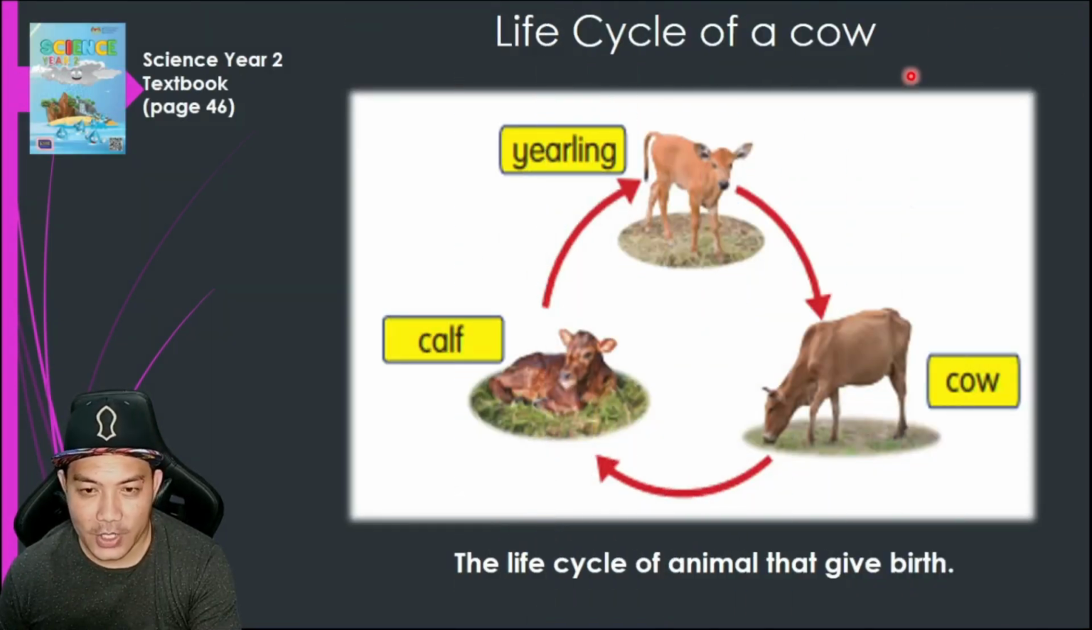Okay, I know you are going to ask this question. What about the life cycle of animals that give birth? Okay, of course, the animals that give birth also have their own life cycle. Let us take a life cycle of a cow, for example. A young cow, we call it calf. And then it grows up, becomes yearling. Okay, and after that, the final stage will be an adult cow, like this one.